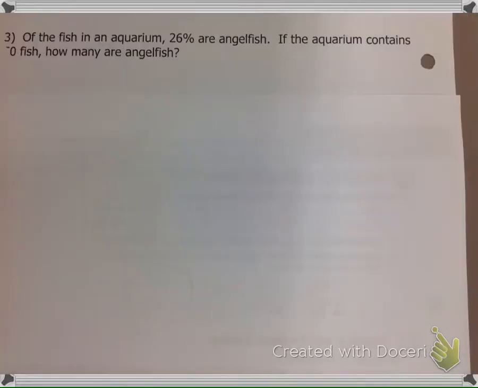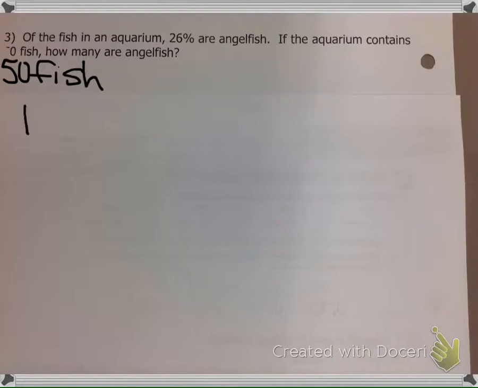Of the fish in an aquarium, 26% are angelfish. If the aquarium consists, we have a cutoff there because it's full of gunk, and I don't know what it is. If the aquarium contains 50 fish, how many are angelfish? Let me double check that. Okay, that is a 50, so this would be 50 fish, just so you know, because I think it's cut off on all of the papers. And this is going to say about how many. It should be about how many are angelfish, because that's actually not going to work out perfectly.